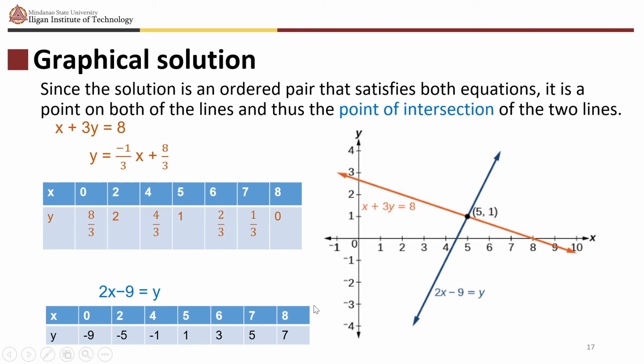Similarly, when we solve for 2x minus 9 equals y, when x is 0, y is equal to negative 9. When x is 2, y is equal to negative 5. When x is equal to 4, it is equal to negative 1. When x is 5, it is equal to 1. When x is 6, we have 3. So this line represents 2x minus 9 equals y.